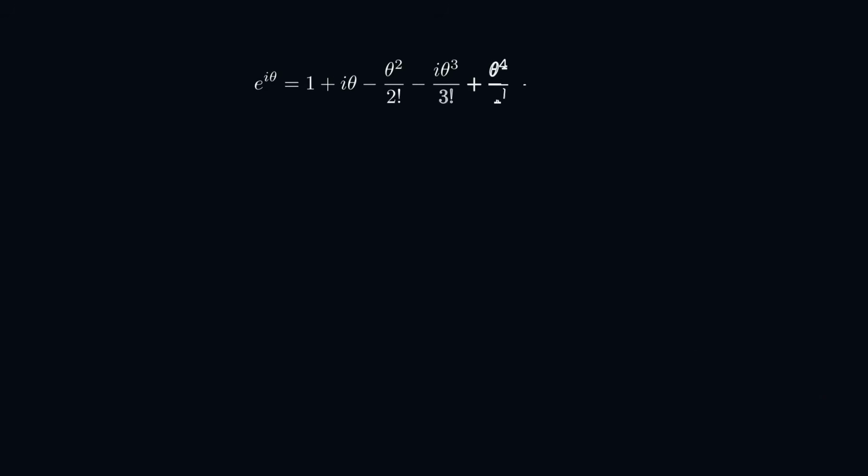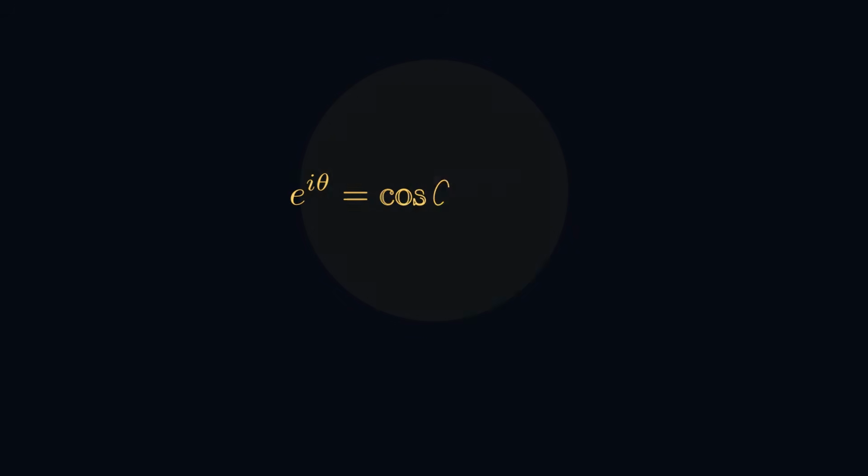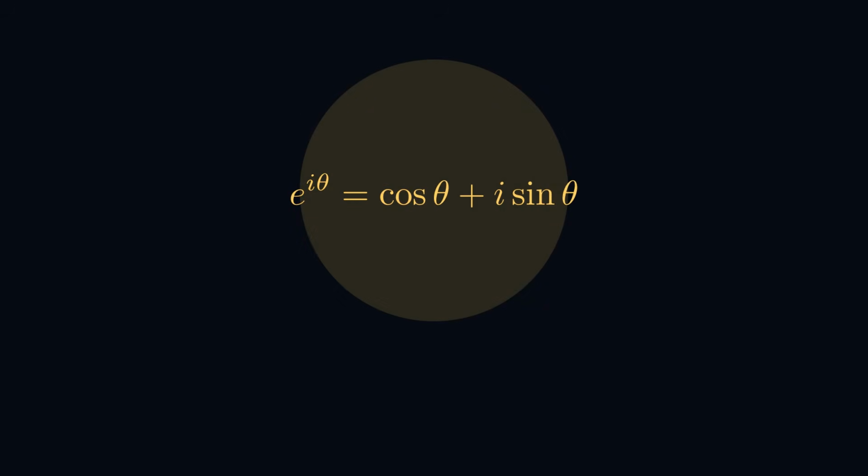Group the terms with no i separately from the terms carrying an i. No i terms, exactly the cosine theta series. i terms, exactly the sine theta series multiplied by i. Therefore, e to the i theta equals cosine theta plus i sine theta. Euler, 1748, Introductio in Analysin Infinitorum.